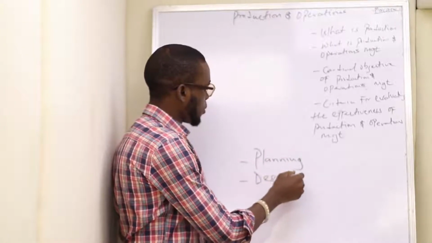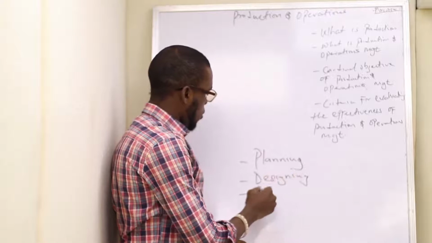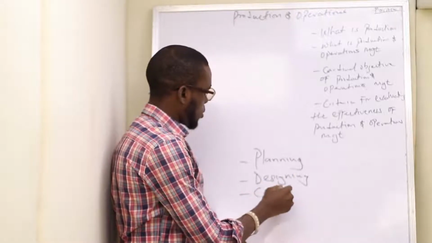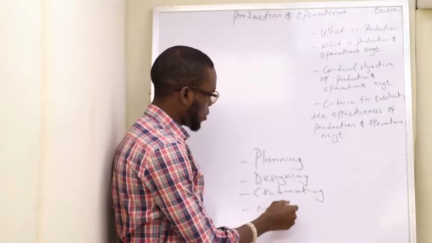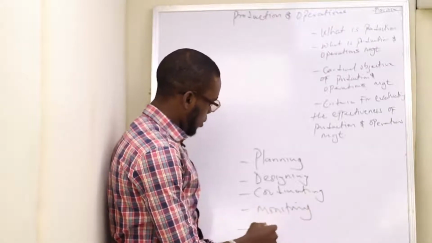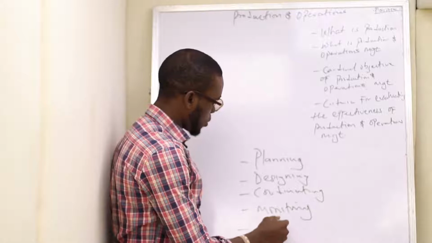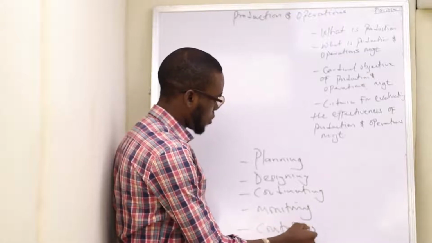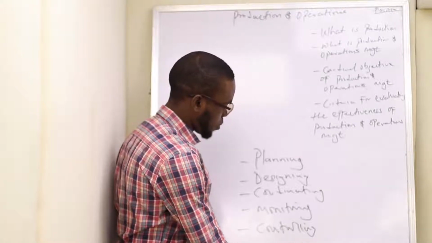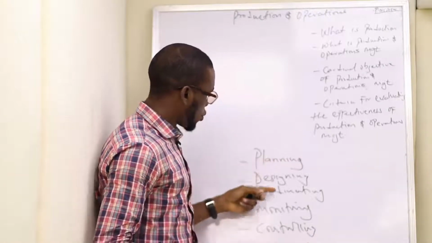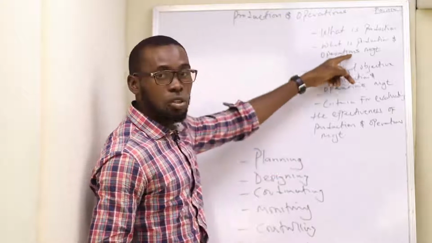designing, coordinating, monitoring, controlling, and managing. Now, these are the key words in production and operation management.